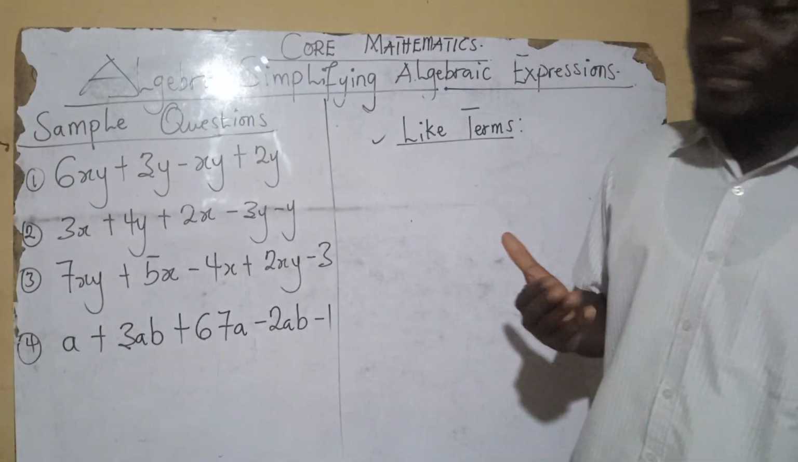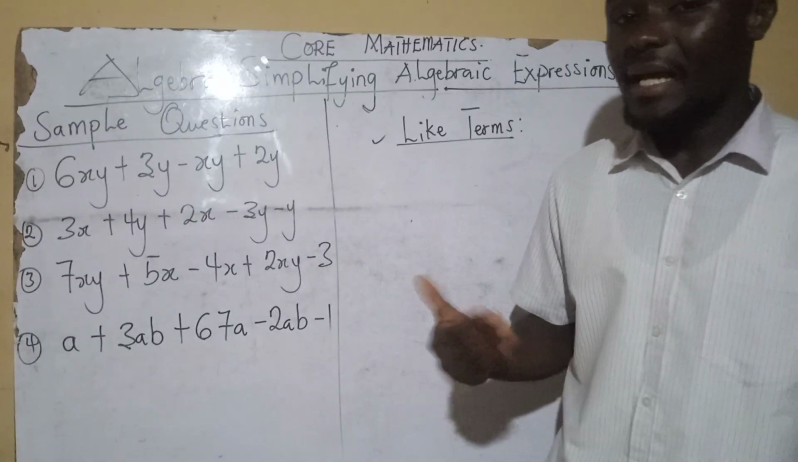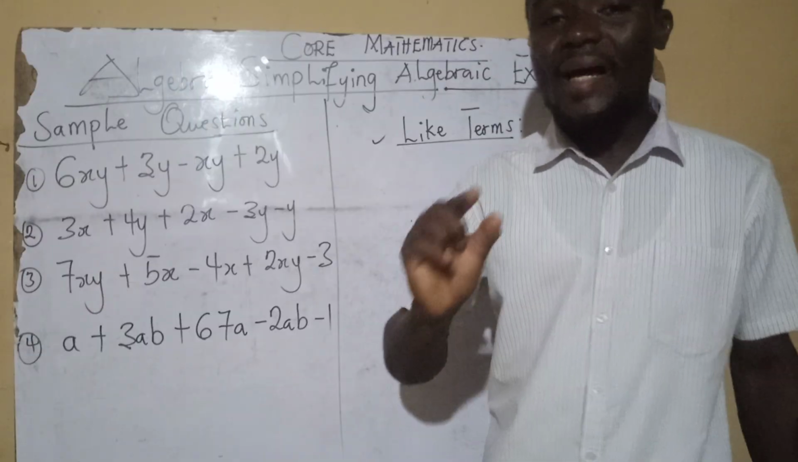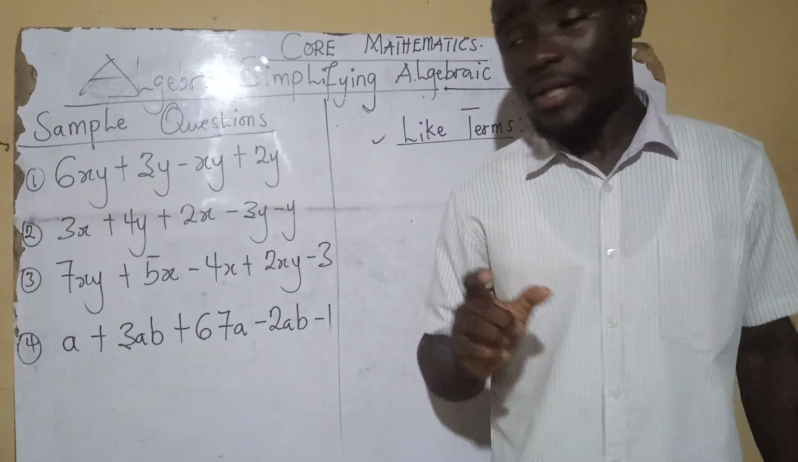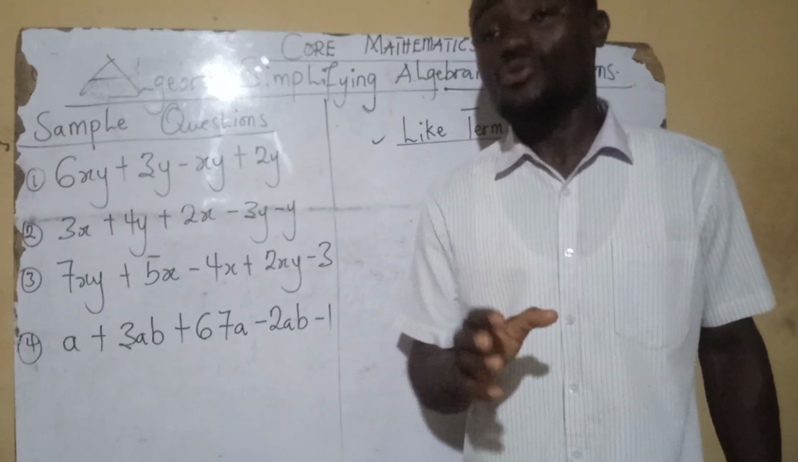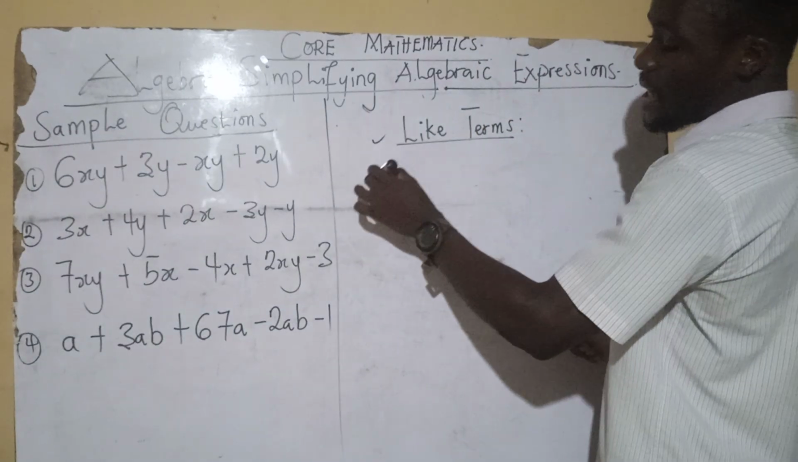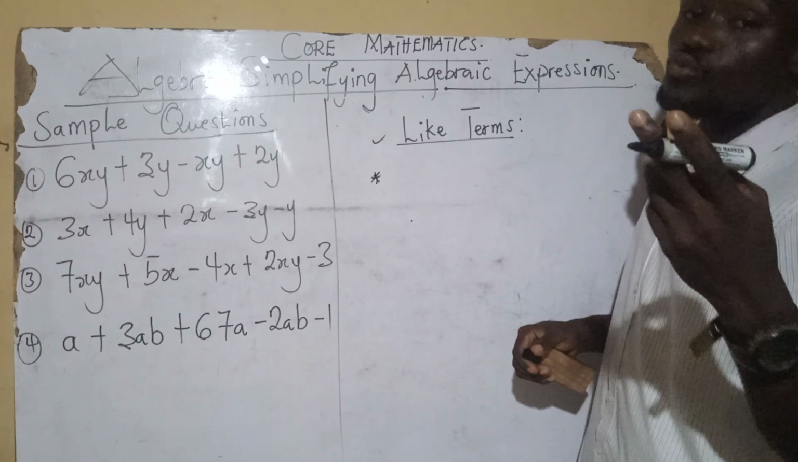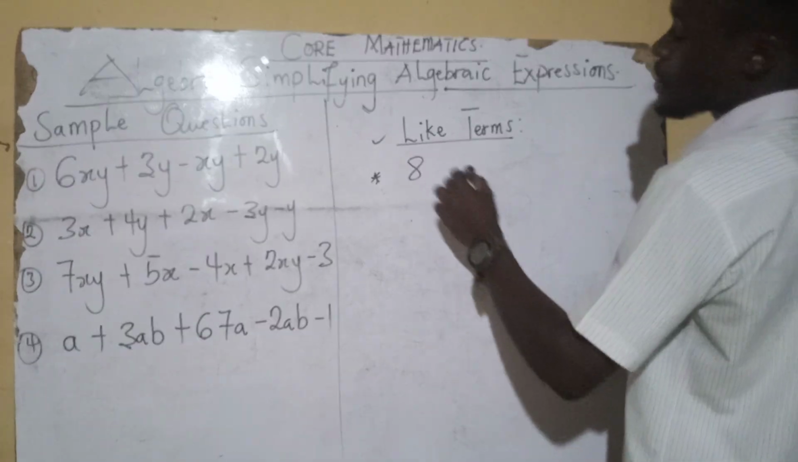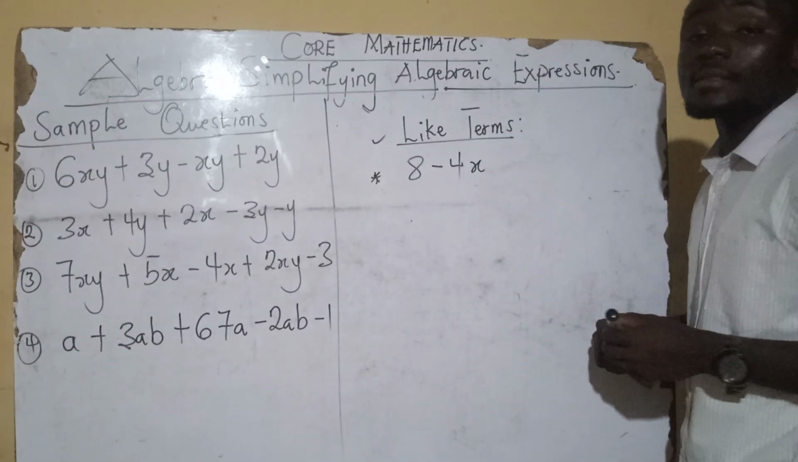So here, remember there are some terms that are what? Like, and there are some terms that are unlike. So here, like terms, we are referring to terms which are identical in nature. Very good. So I'm going to explain the like terms one after the other so that you also understand it. Now let's take this as an example. Assuming we have an expression containing two terms here. I have 8 minus 4x.